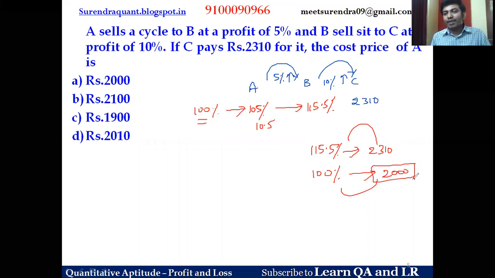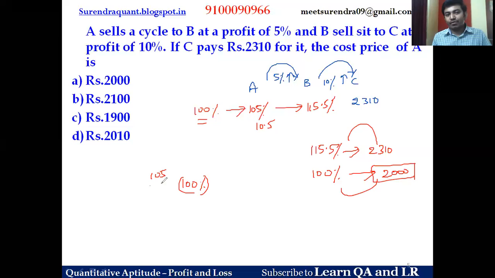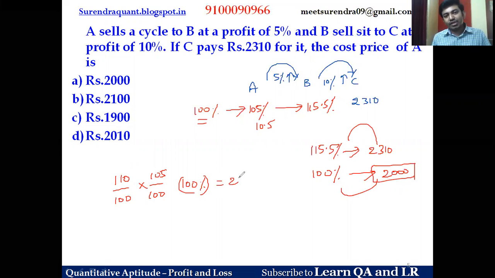In fact, you can go by multiplying factors as well. So 100% is the money paid by A. To B, he sells at 5% profit, 105%. And to C, B sells at a 10% profit, 110%. So if this is 2310, then 100% is what? You get the same answer.